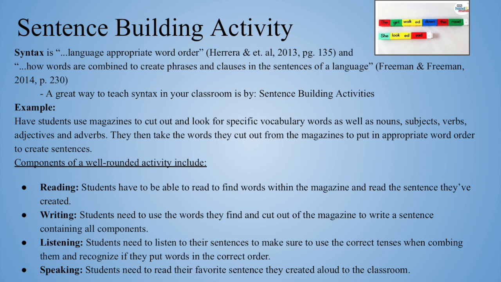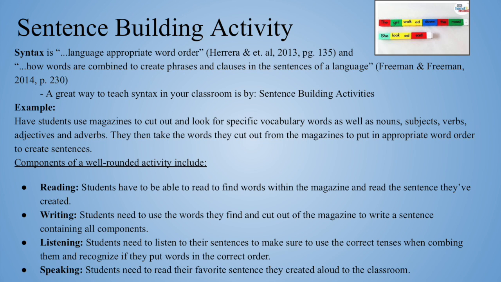During this process, I will use the explicit teaching model, in which I will explain to the students how to do this, model it with them, have them do it with me, and then I will let them do it by themselves. Components of a well-rounded activity include reading, writing, listening, and speaking.